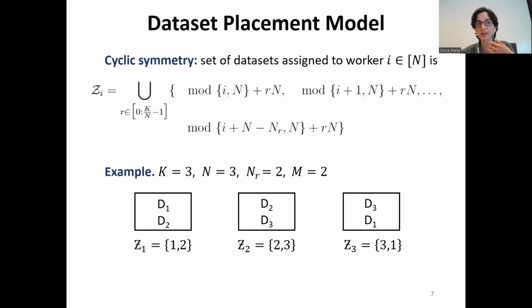For the cyclic placement model, I have 3 data sets, D1, D2, and D3. I place D1 and D2 in the first server, D2 and D3 in the second one, and D3 and D1 in the last one. You see the cyclic pattern in placement. We are not restricted to this model, but it allows us further simplification, and it looks nicer, but we are not restricted to this assumption in general.